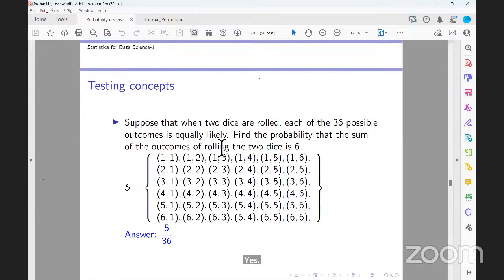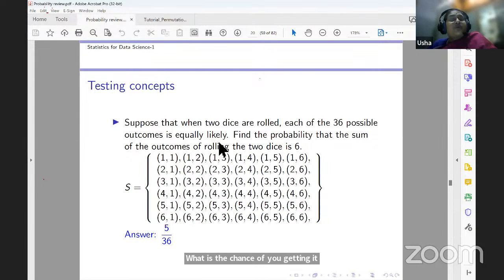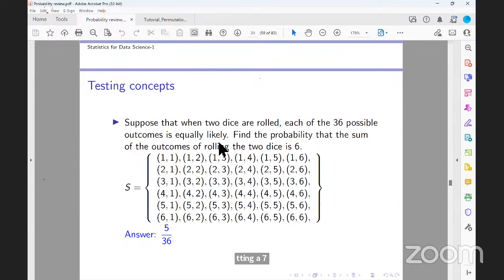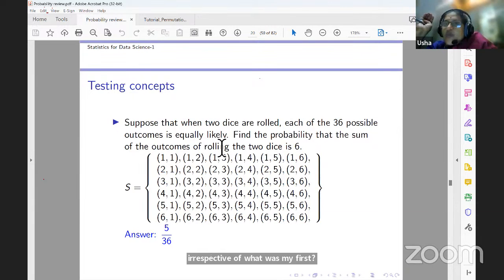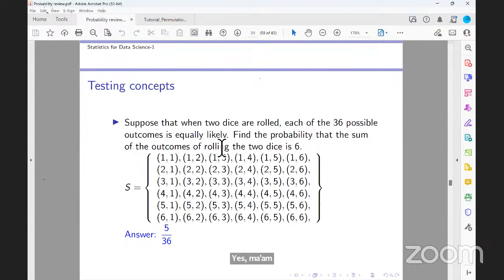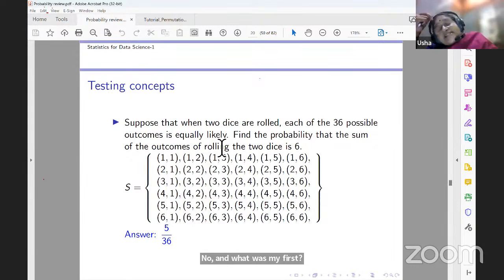Now, can I get a sum of 7 irrespective of what was my first choice? Listen to the question very clearly. Can I get a sum of 7 no matter what was my first throw? Can I get it if it was a 1? Yes, ma'am. If it was a 2, 3, 4, 5, 6? Yes, whatever be the first one.